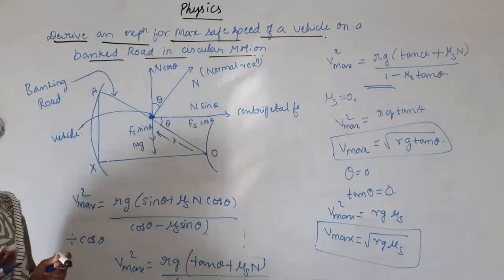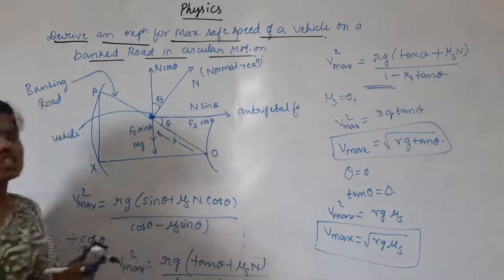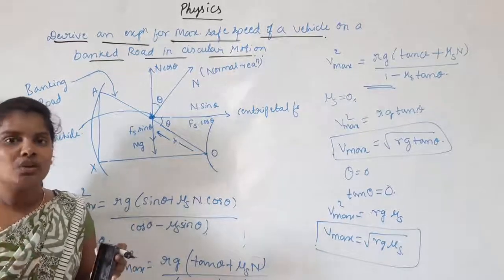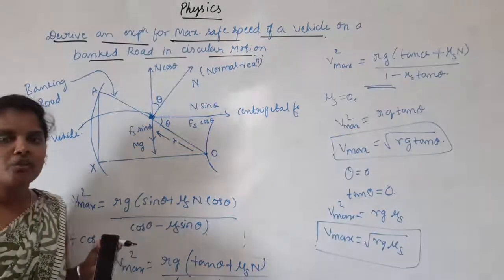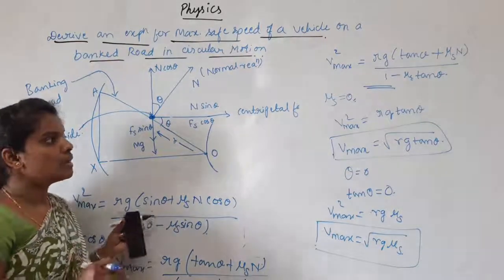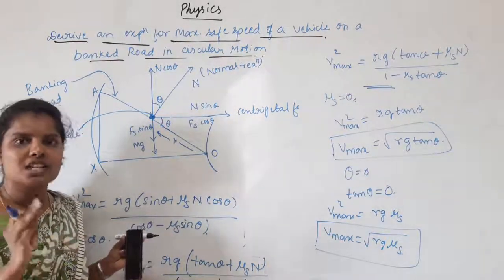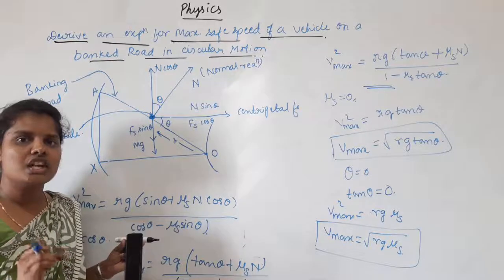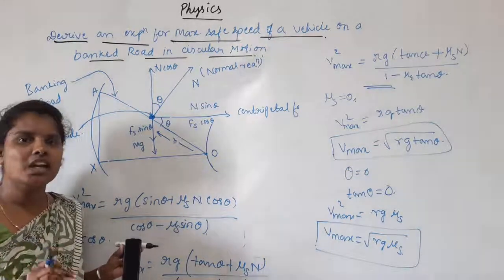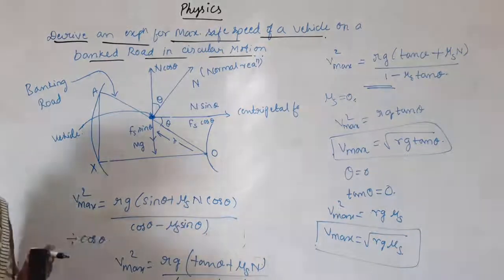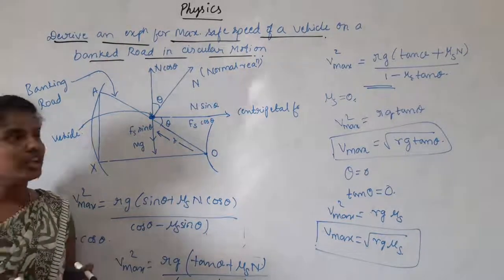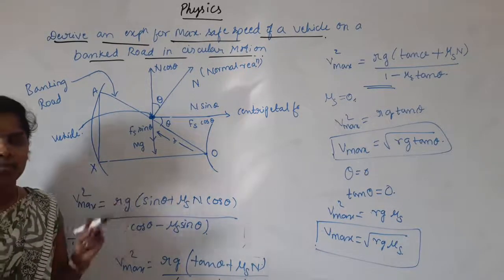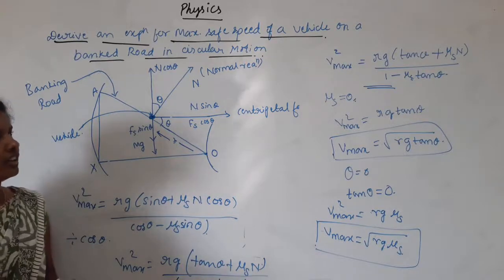So this is very important. Write it down. The next concept is equilibrium. What is the condition for equilibrium? When the vector sum of all the forces acting on a body is 0, or it is moving in constant uniform motion, then only the body is said to be in equilibrium. This is regarding the equilibrium of a body and also a vehicle traveling on a banked road in a circular path. So this completes the laws of motion chapter.